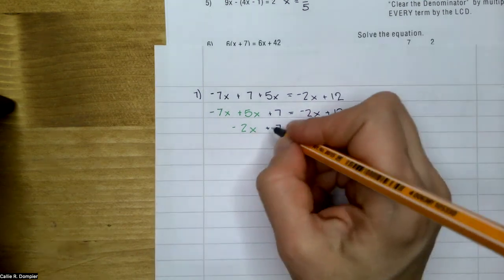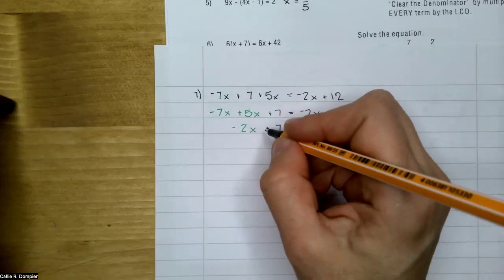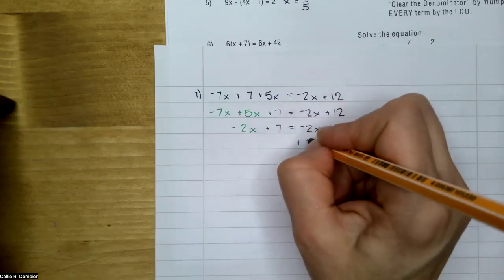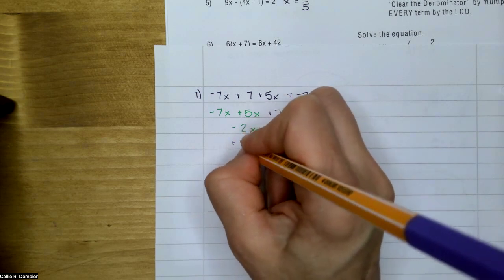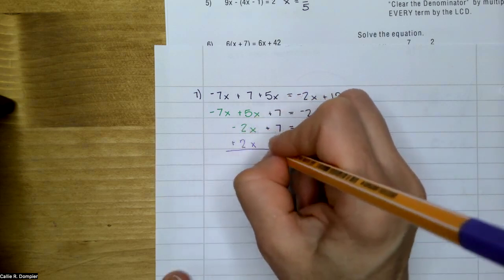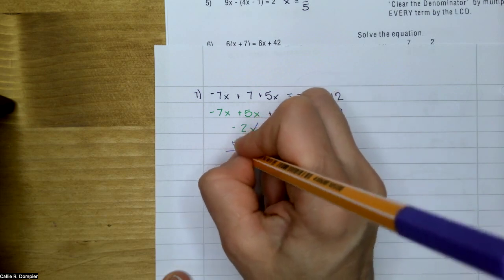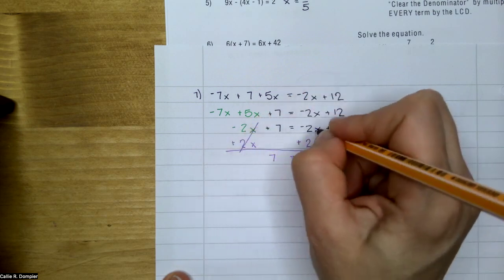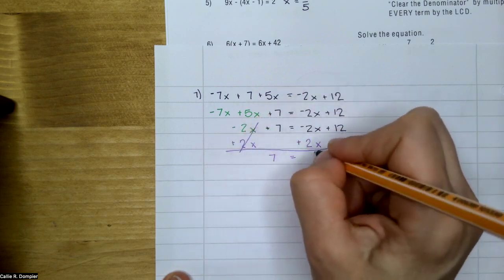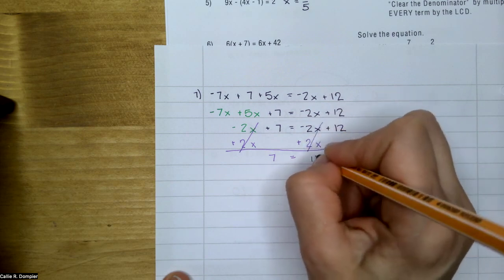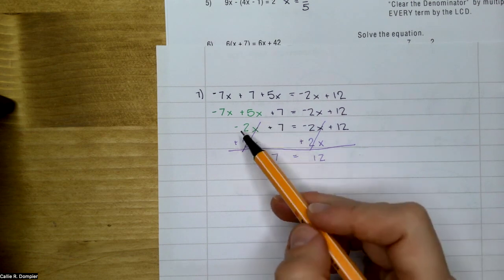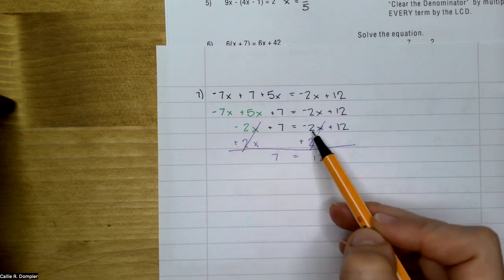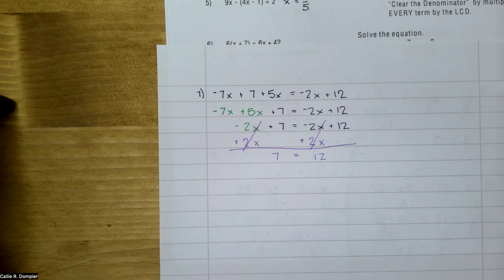We can keep going. Here, I want to move all the x's to the left, so I'll add 2x because it's being subtracted. Anything I do to the right, I have to do to the left. So that cancels, and we get 7 equals, negative 2x plus 2x cancel, 7 equals 12. That is not true. That will never be true. Negative 2x plus 7 will never equal negative 2x plus 12, no matter what x you put in there.